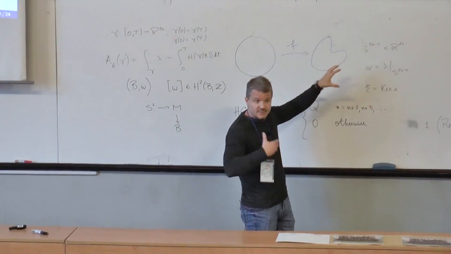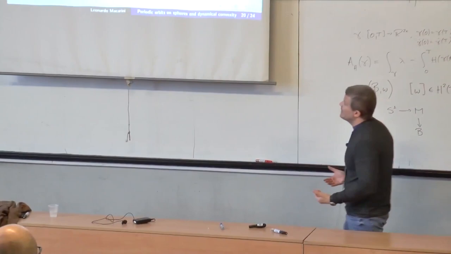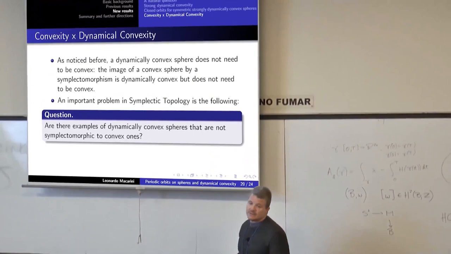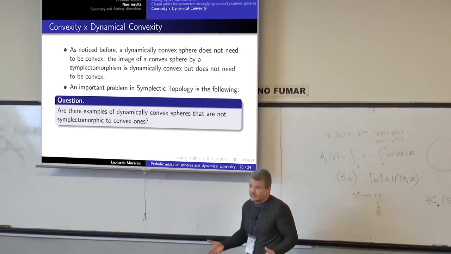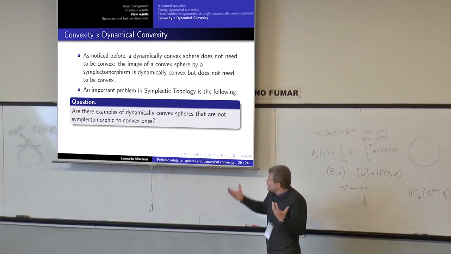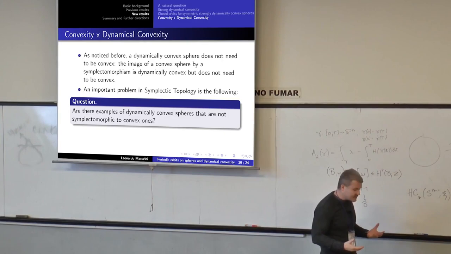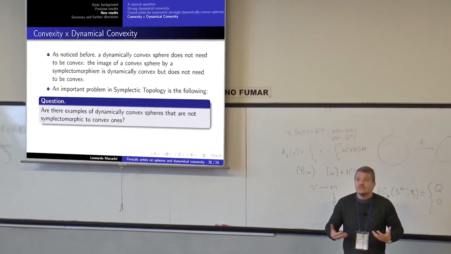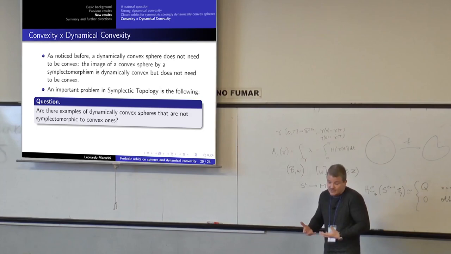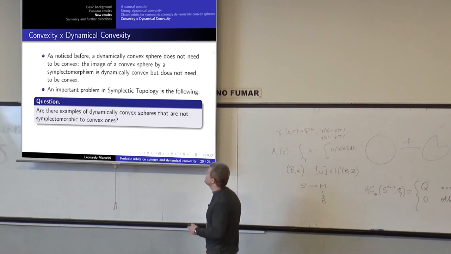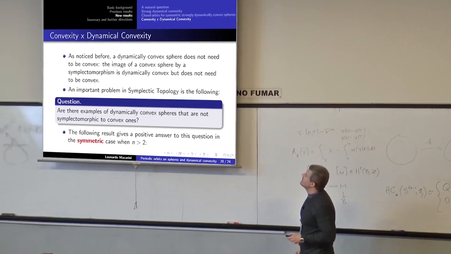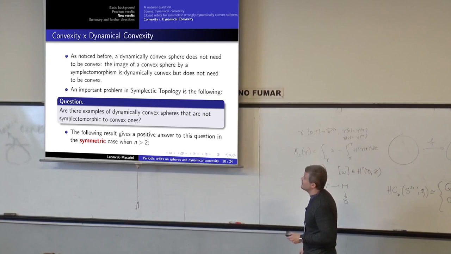So an important question in symplectic topology is this one. Are there examples of dynamically convex spheres that are not symplectomorphic to convex ones? It's a very important question in symplectic topology. If the answer is no, then we would get a symplectic characterization of convexity, right? We would get that convexity is equivalent to dynamical convexity, which is a symplectic invariant. And we got the following positive answer to this question in the symmetric case when n is bigger than 2.